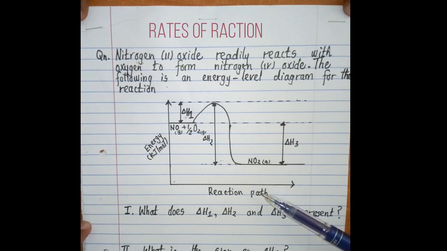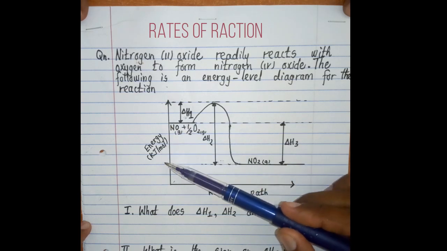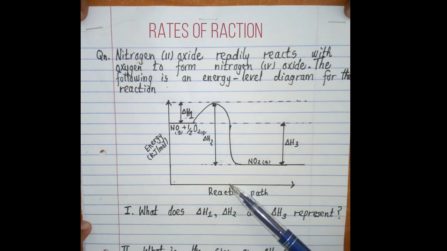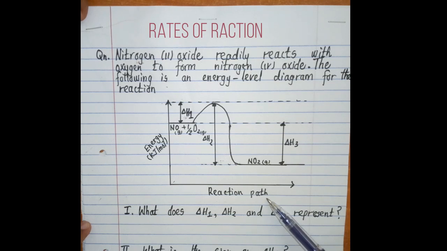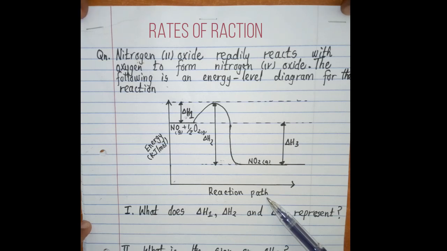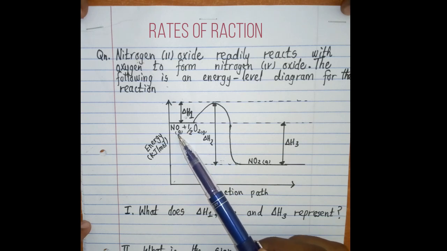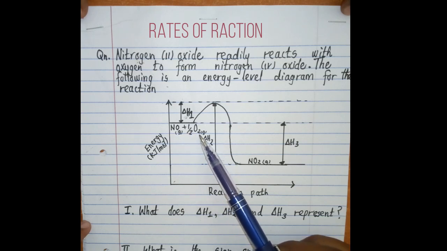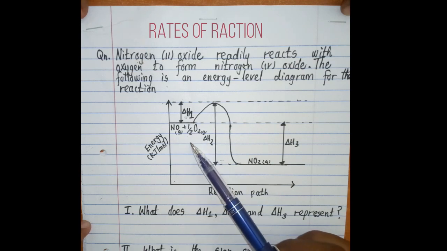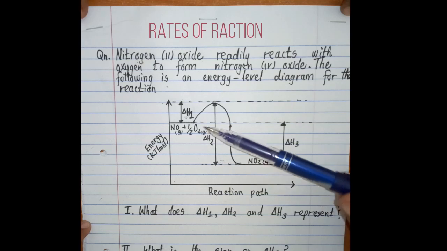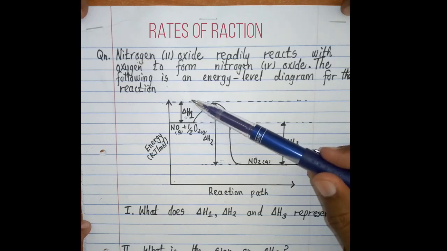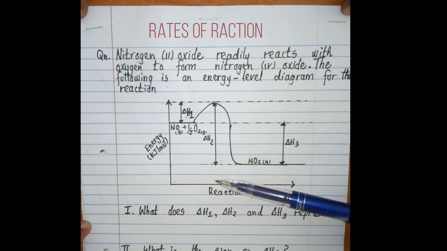So when you are drawing an energy level diagram, here you have energy in kilojoule per mole, while here you have a reaction path, the steps which that chemical reaction will involve. Now on the reactant side, you have nitrogen(II) oxide gas reacting with oxygen gas. Don't worry about this half, it is for balancing purposes. Now here we have an energy change. Here we have an energy change.